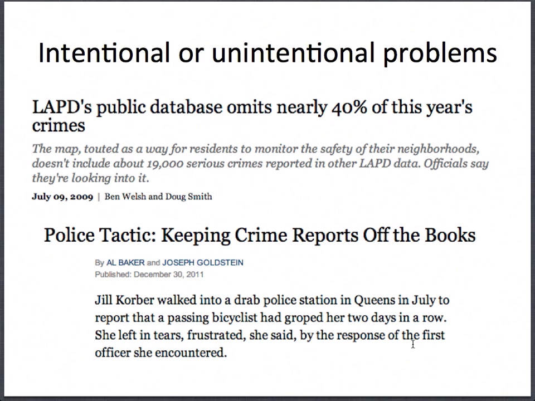In other cases, there's intentional deception going on, or let's say counting that favors a certain interpretation, right? So this story from New York: the lead there is about a woman who walked into the police department and said, two days in a row, this guy on a bicycle groped me as he rode past. And they said, well, we don't have a name, we don't have an ID, there's really nothing we can do, sorry. Which may be true, however, they didn't count it in their crime statistics, right? So it turns out the police weren't reporting crimes that they had no way to follow up on.